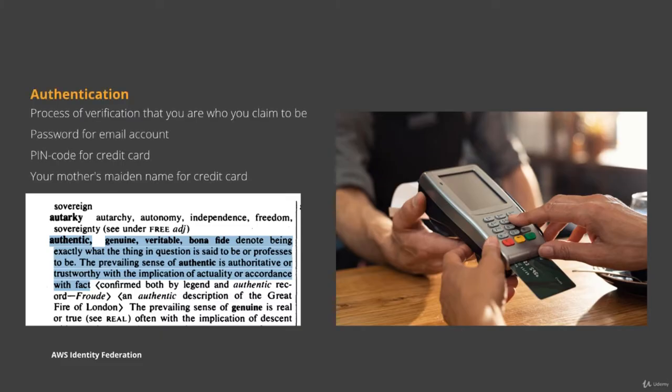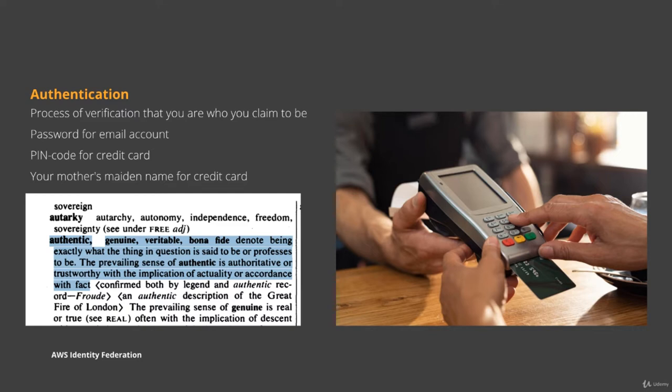Authentication verifies that you are who you claim to be. Think about your email account. To verify that you are the actual owner of a given account, you should provide a password, some secret information that only you know. Another example is your credit card. You need to input your PIN code before you are able to withdraw money from an ATM.